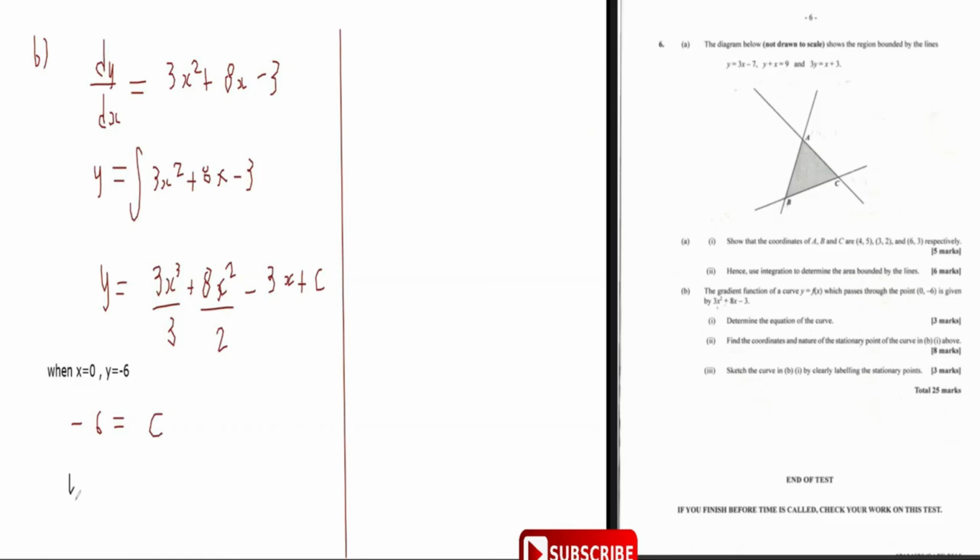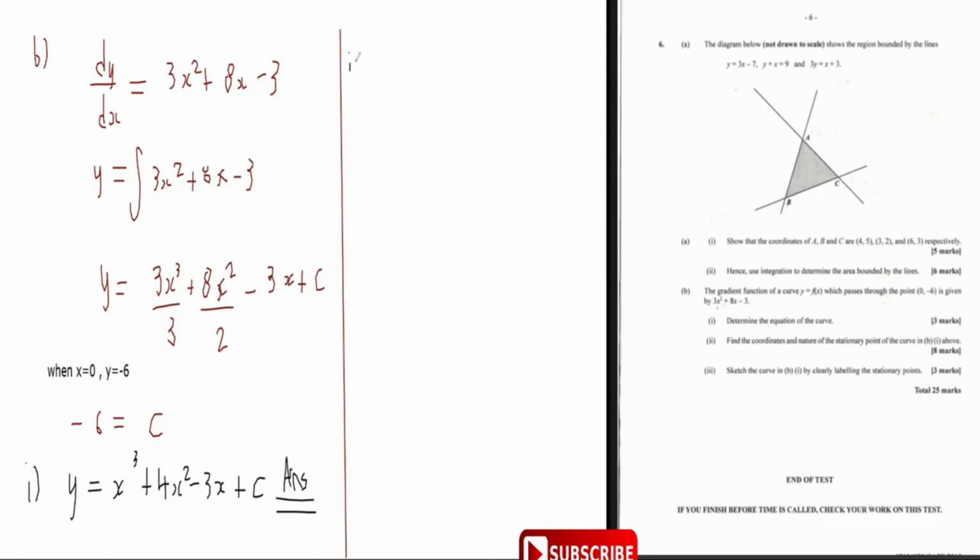So the equation of the curve is given by y is equal to 3x cubed over 3 is x cubed, plus 8x squared over 2 is 4x squared, minus 3x plus c. All right, and that's the equation of the curve. Y is equal to x cubed plus 4x squared minus 3x minus 6. So that's part 1. That's the equation of the curve. Nice and easy. Nice.